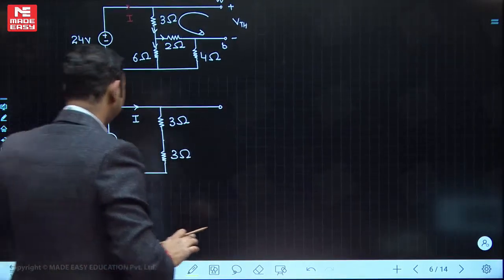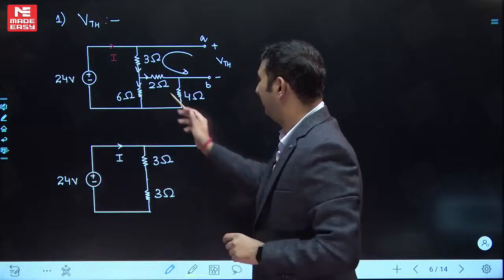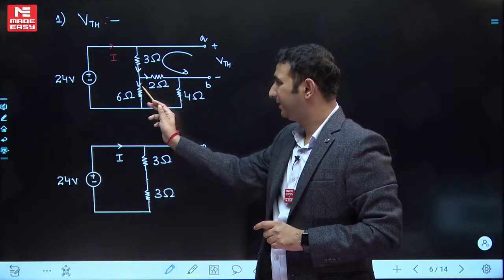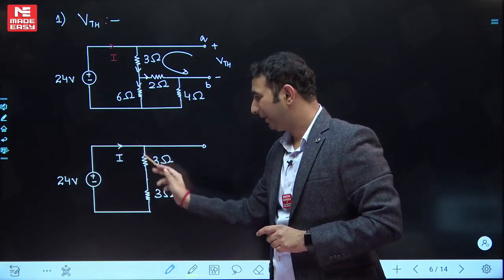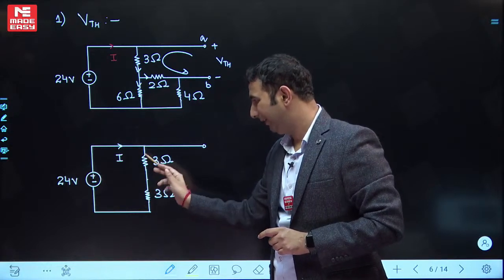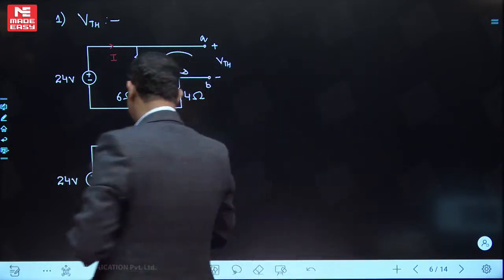Now 2 and 4 in series is 6, and 6 and 6 in parallel is 3. So what will be the current value now? 24 divided by 6, that is 4 ampere.